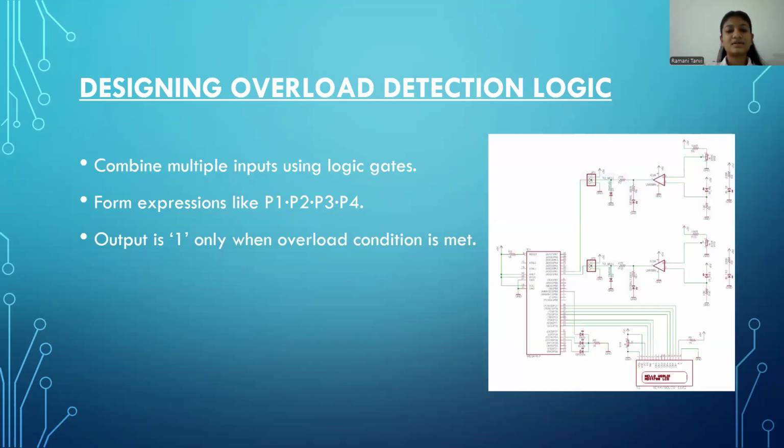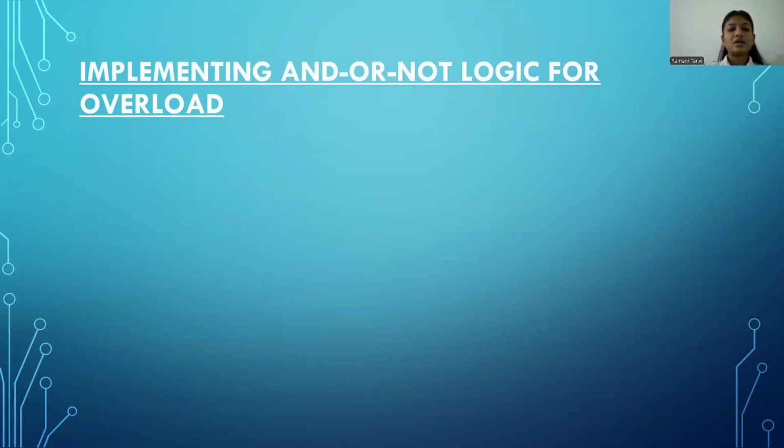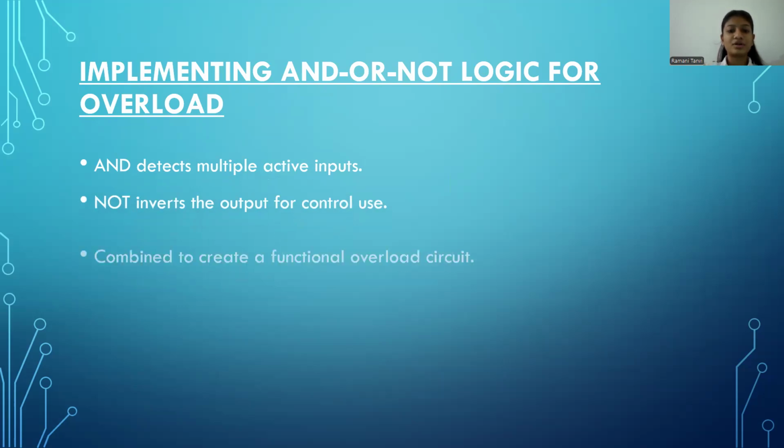Here you can see the circuit, implementing AND, OR, NOT logic for overload. We can go even deeper by using a combination of gates. Together they make the circuit smarter. We create a system where overload turns on a red light, plays a buzzer, and stops the motor.